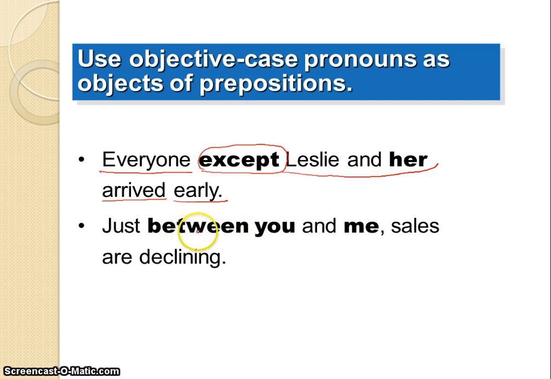Okay, just between you and me. Okay, between is our preposition. So we have to use the objective case pronoun me, and here not I, not the subjective case pronoun I, because this is a prepositional phrase. Sells is our subject, because it's what's doing the action. Is declining is our verb, and then declining, telling what it's doing.